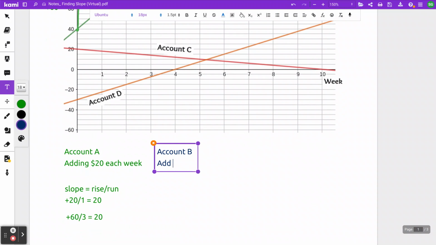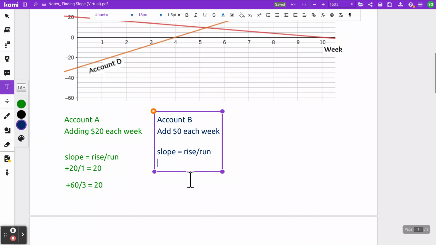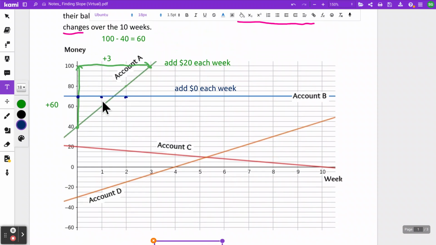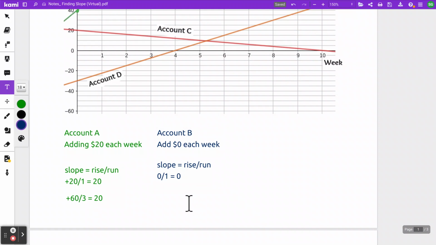If you tried to find slope, I'm going to take some notes down here on account B. We said they add $0 each week. If you tried to find your slope, again, remember we're using rise over run for that. If I look at these 2 points I marked, I'm rising nothing. I don't need to go up to get to the next point. So my rise would be 0. My run, I can go over 1 week. It doesn't really matter though, because 0 divided by 1 is 0. And so we have our slope there is 0.